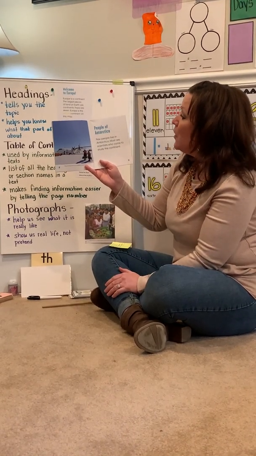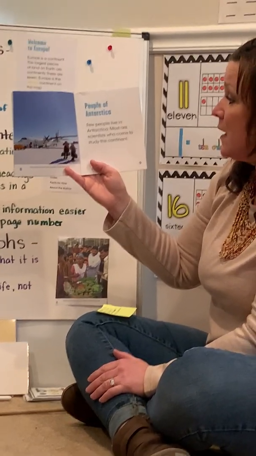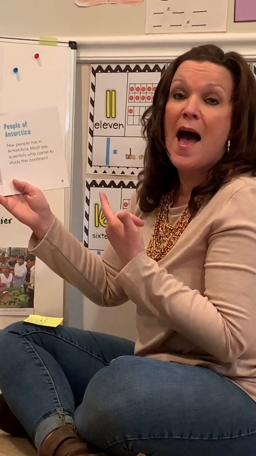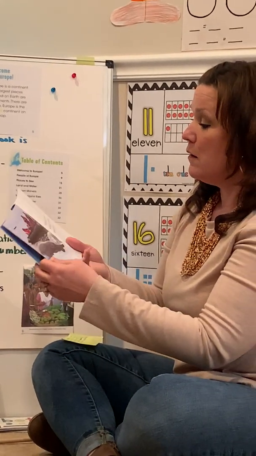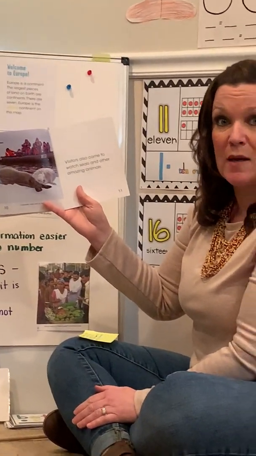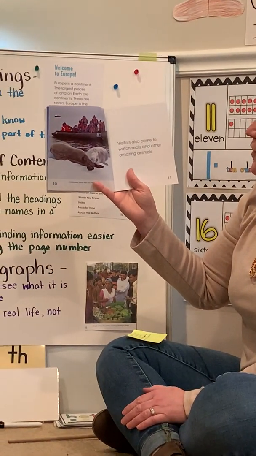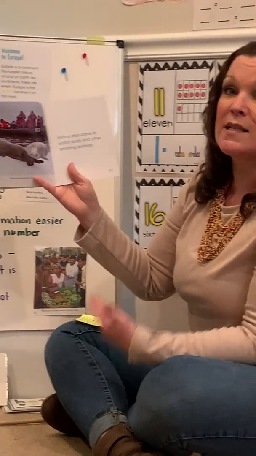Let's read this page. Few people live in Antarctica. Most are scientists who come to study the continent. What are the key details? Only a few people live there, and most of them are scientists. Our main topic continues here of people in Antarctica. And it says, visitors also come to watch seals and other amazing animals. What's the key detail of the main topic, people in Antarctica? It's that visitors come, and they come to see animals in Antarctica.